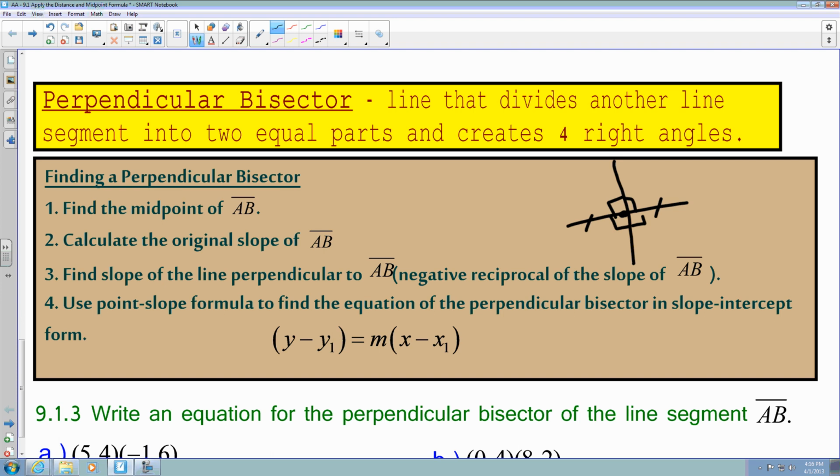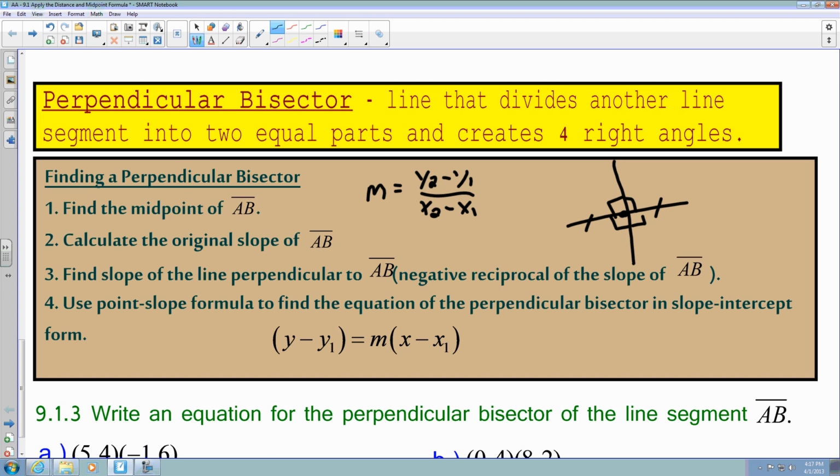And the procedure is if we are given 2 points, which will make a line, AB, first thing we have to do is we must find the midpoint of AB. Once we do that, we calculate the original slope of AB, and we do that by using the slope formula, where m equals y2 minus y1 over x2 minus x1. Remember that probably from beginning algebra.